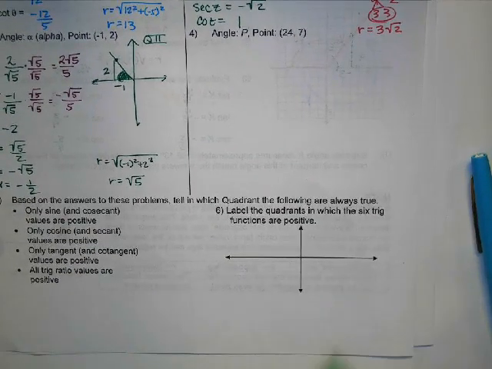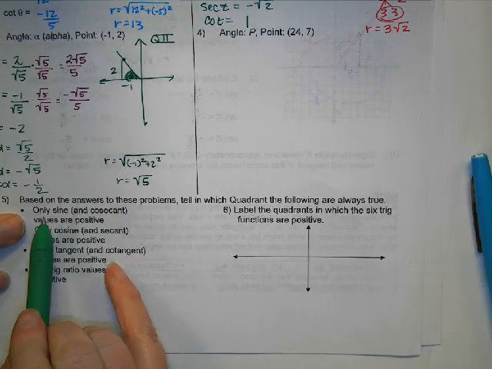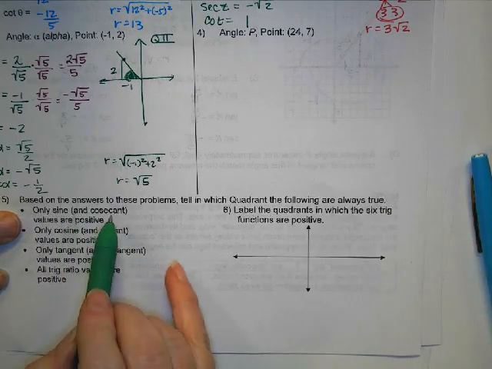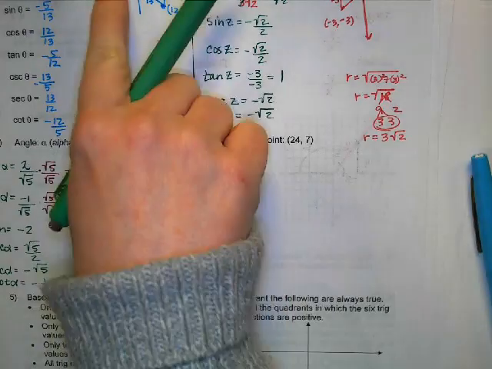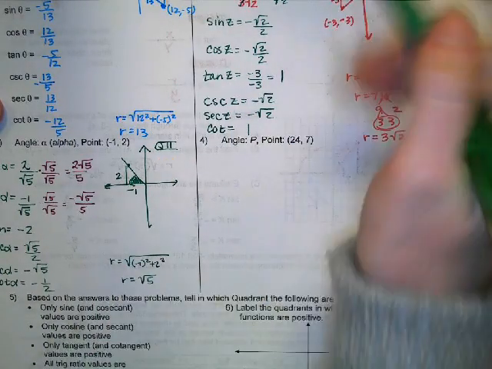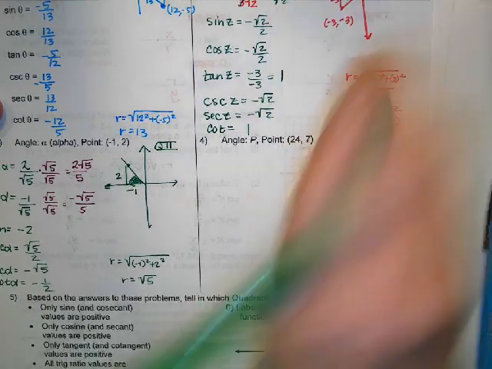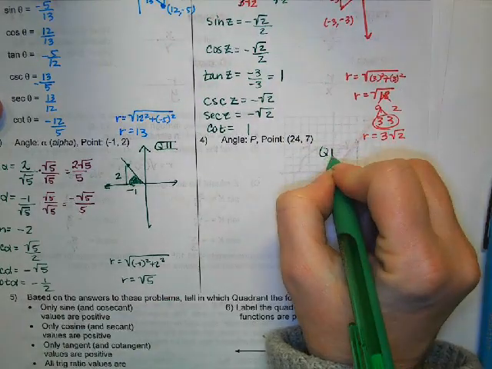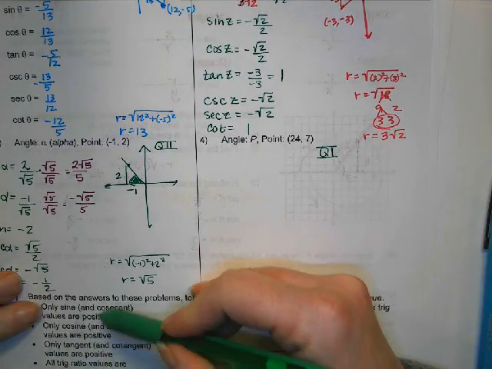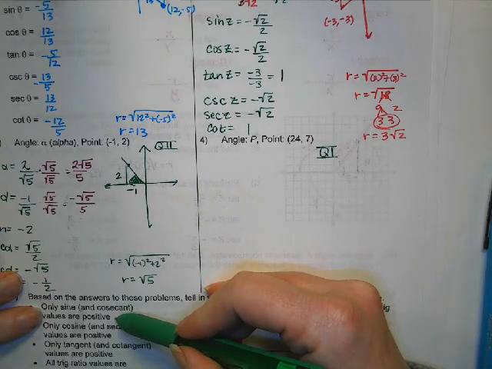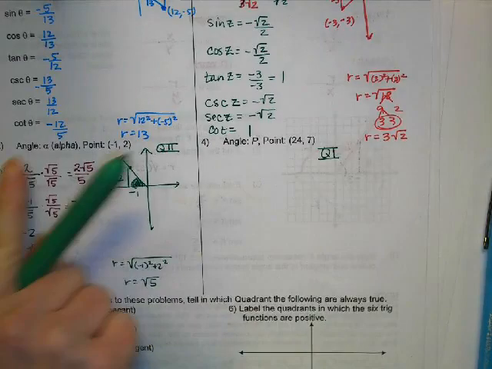What I do want you to see is this little piece down here at the bottom. They ask us, where are only sine and cosecant values positive? So if you look back up here, this is quadrant 4, this is quadrant 2, this one is quadrant 3. And this one over here is quadrant 1. So once you finish this one, it's in quadrant 1. If I go back and look where only sine and cosecant are positive, that happens only right here in quadrant 2.